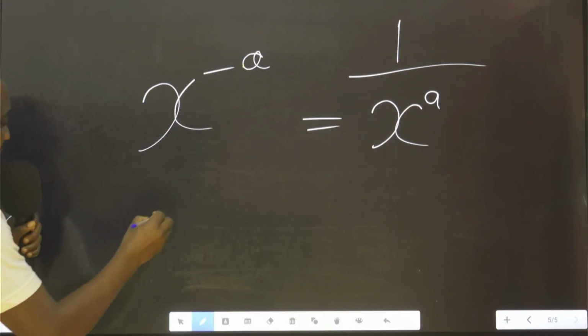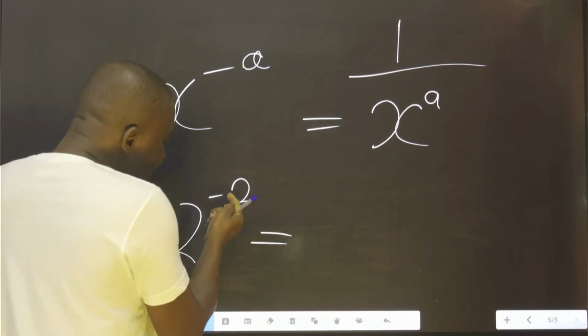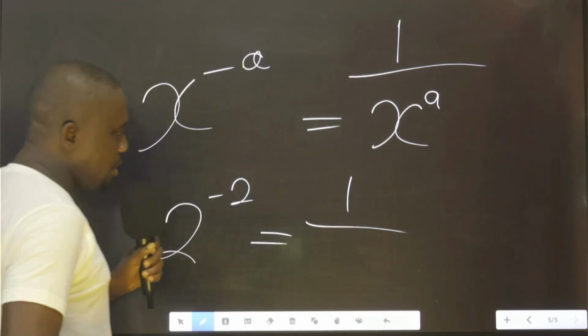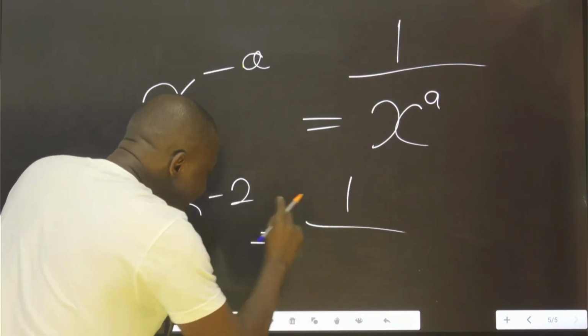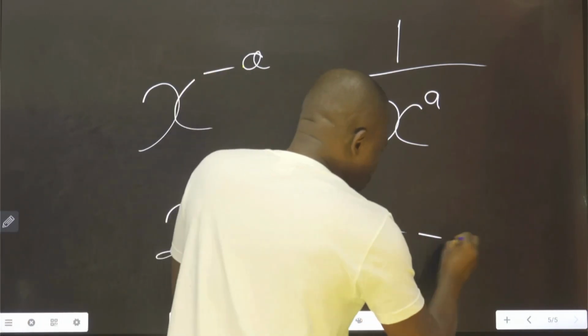For instance, I say 2 raised to the power minus 2. It simply means this is 1 over. So because this 1 over is here, this minus disappears. 2 raised to the power 2 equals 1 over 4.